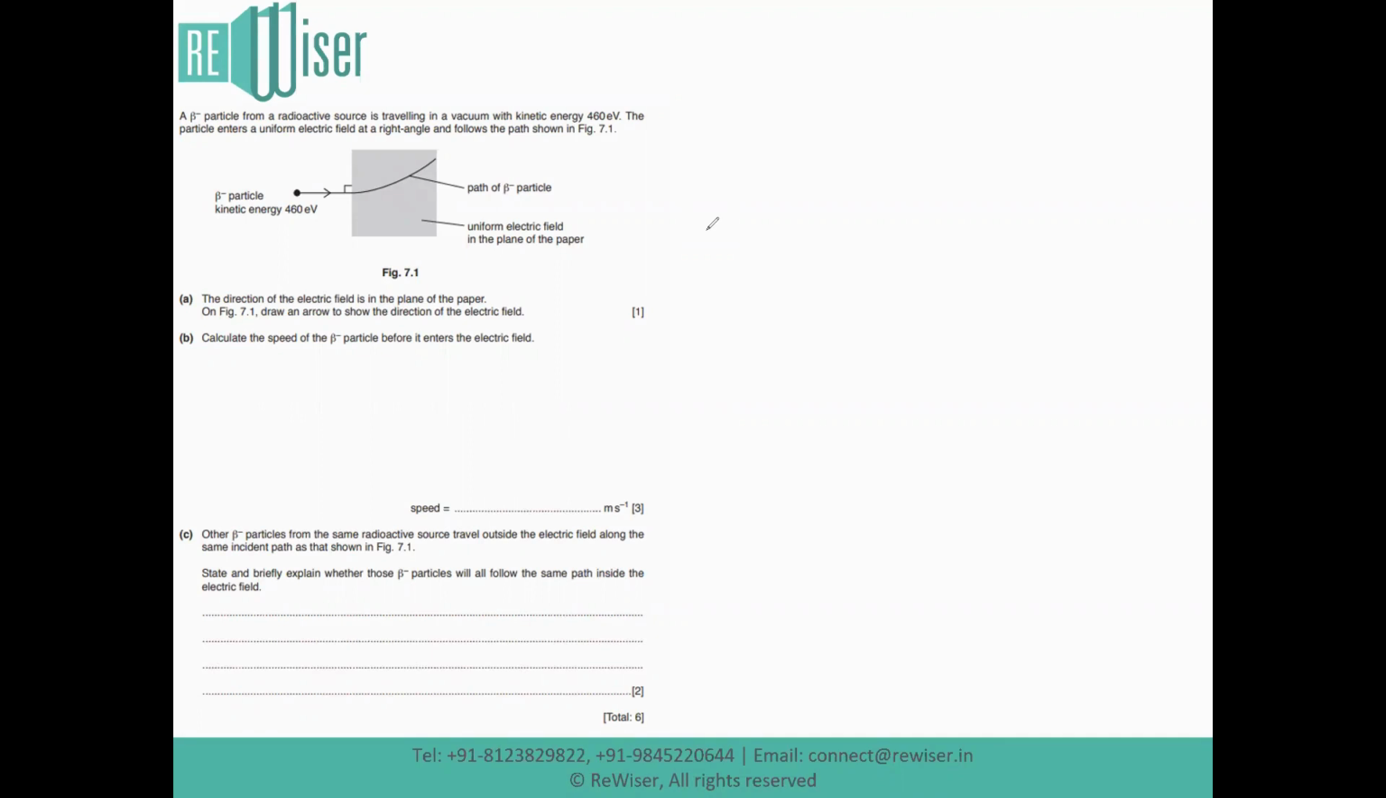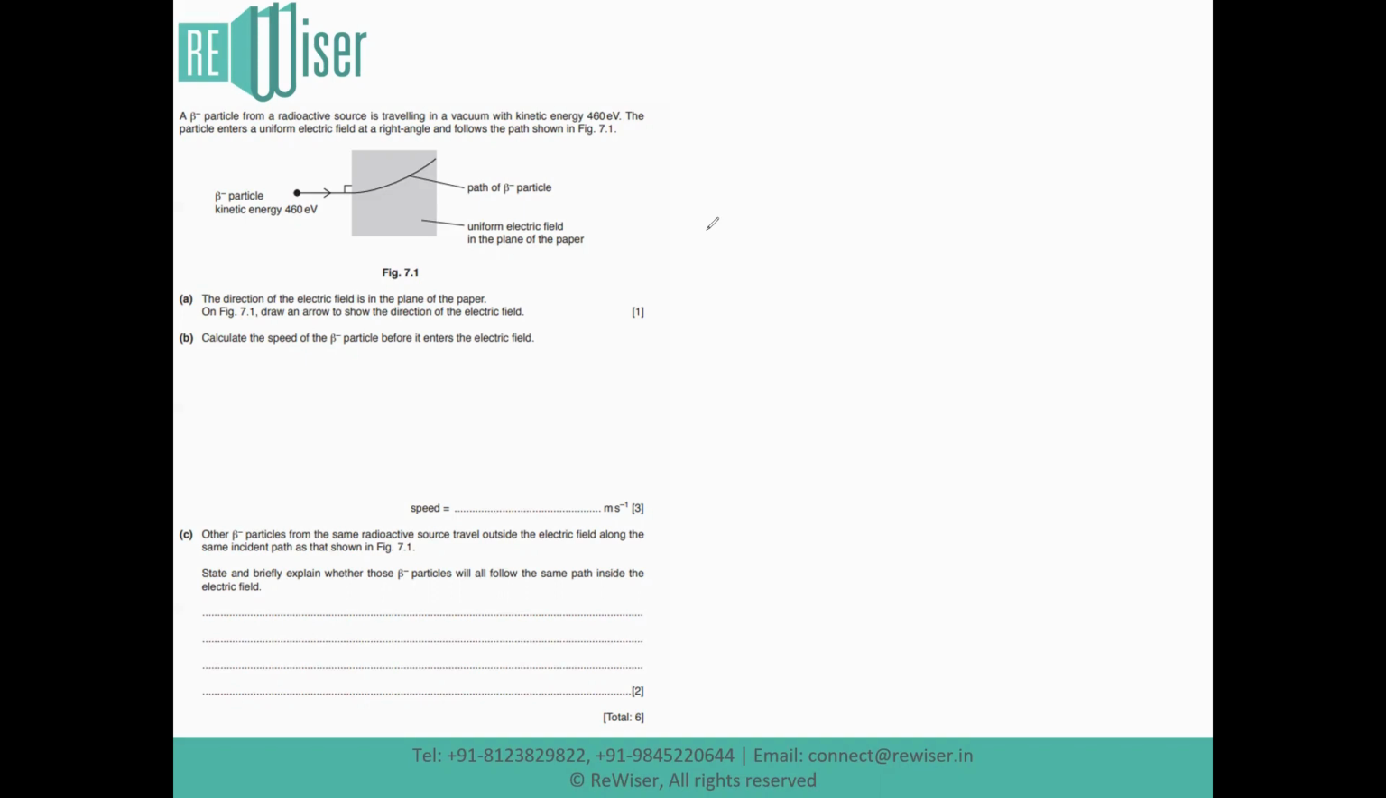Let's read the question. A beta particle, a beta minus particle in fact specifically, from a radioactive source is traveling in vacuum with a kinetic energy of 460 electron volt. Electron volt is a smaller unit of measure for energy, whose standard unit is joule. The particle enters a uniform electric field at a right angle and then follows the path as shown.